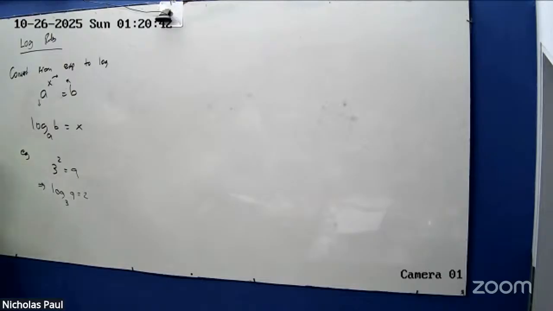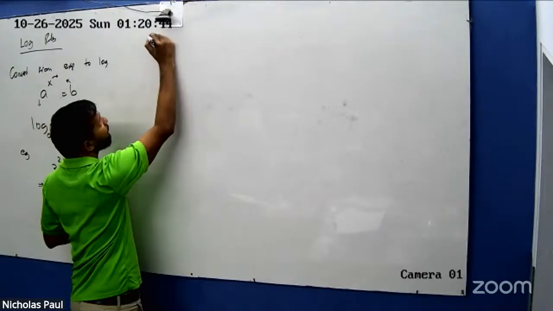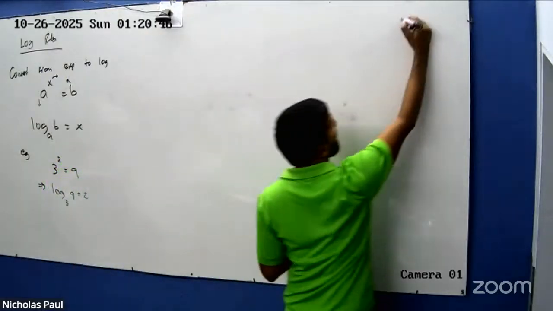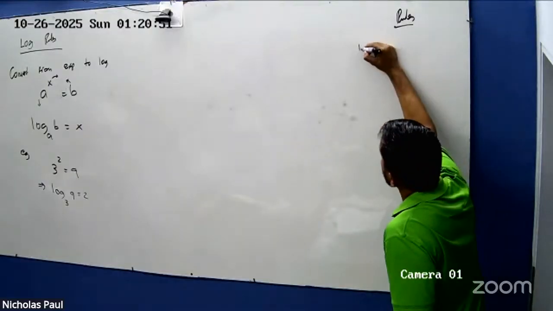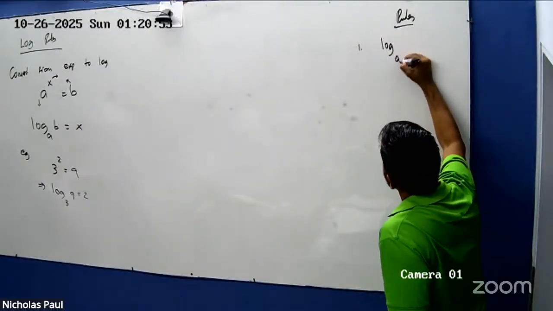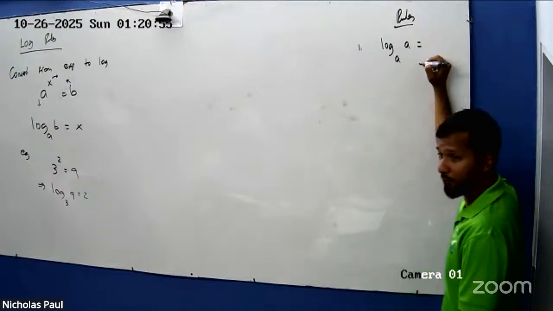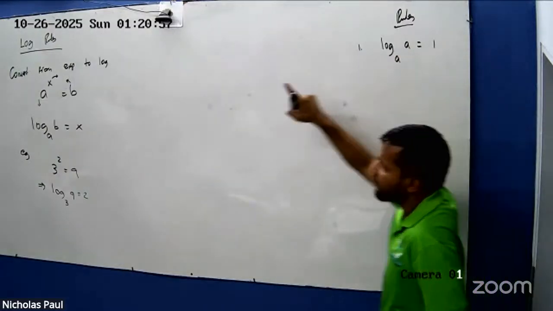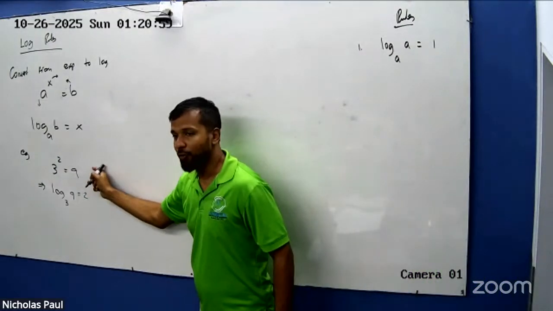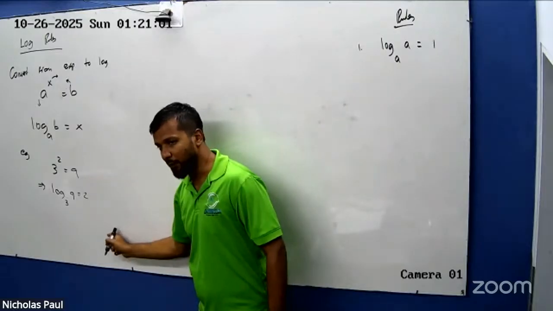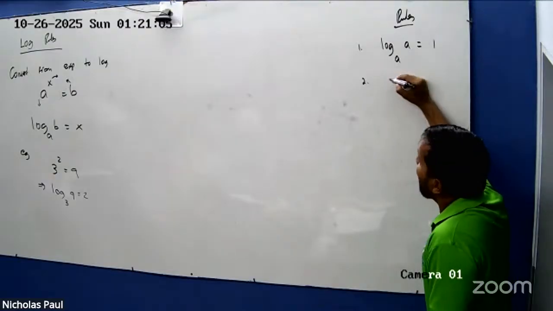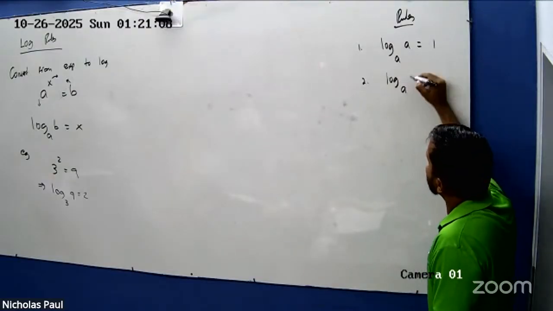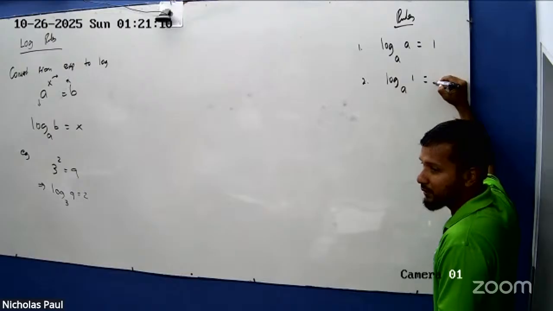Now, let's look at the rules. Rule number 1, log to the base a of a is what? 1. All these rules could come from here. You could write the index in log form and then come up with the rule. What about log a to the 1? What's that?